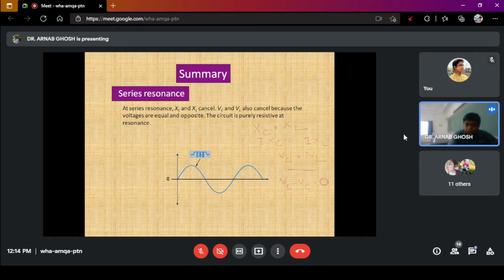Okay. So if you draw the circuit, see, the curve that starts from the upper loop is the inductive voltage, the curve that starts from the lower loop is the capacitive voltage, and the resultant voltage is the green line, which is equal to 0, which is actually VL minus VC. The algebraic sum is 0. So this is the curve for the voltages at series resonance.